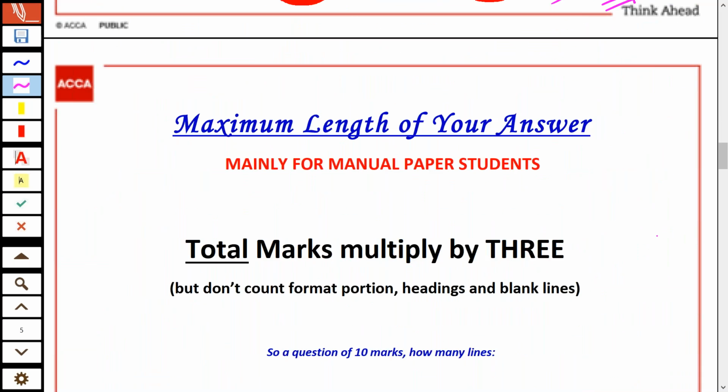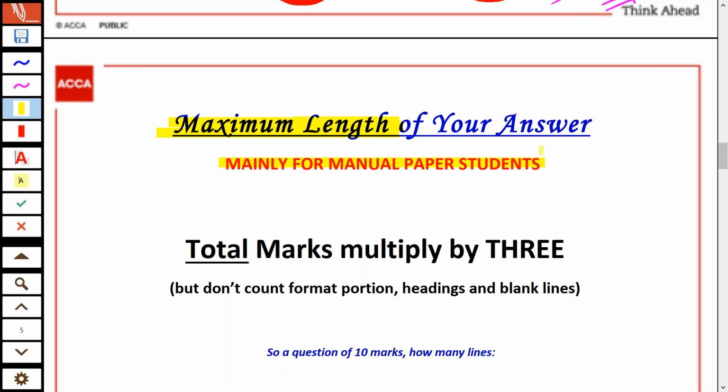So moving on, the length of your answer, and I'm talking about maximum size. Okay, because as we discussed, there is a relation between the number of points and the length, so you need to keep both in mind. You need to give the right number of points, and your answer should not be very lengthy, because you will overrun the time, and your answer should not be very short, otherwise you will miss some easy marks. So you need to maintain the right balance between the number of points and the length of your answer. Now the length of the answer, very interestingly, is applicable for manual paper students.